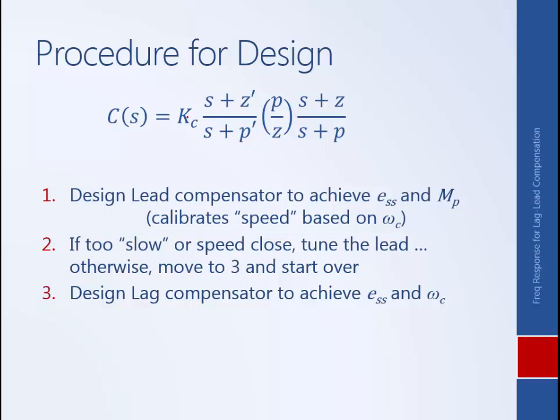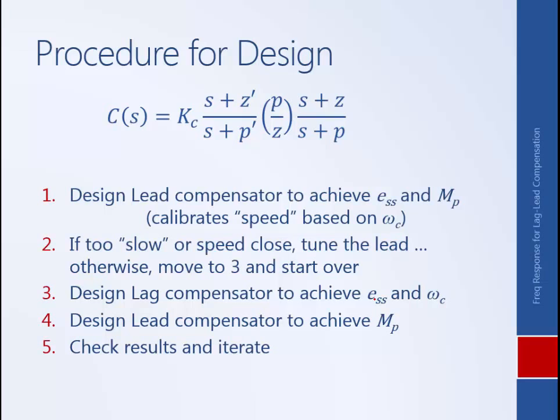So we'll try to meet 2 out of the 3 requirements with the lag, and then in step 4 we'll add a lead to that in order to achieve the last requirement, which was the overshoot. The final step is to check the results and iterate.